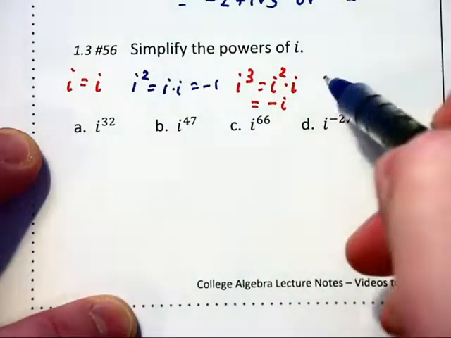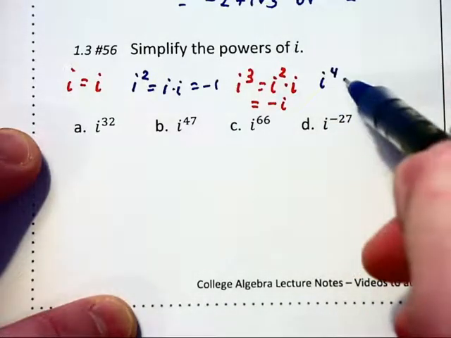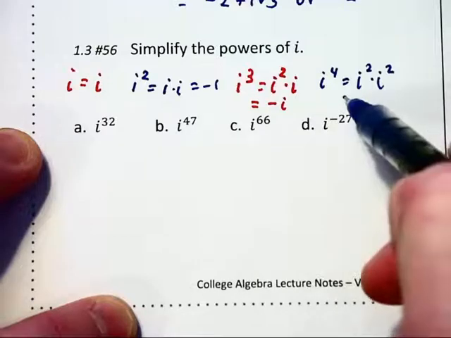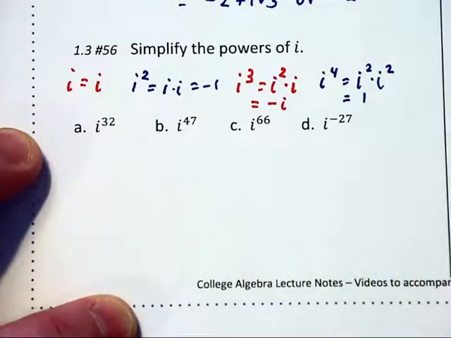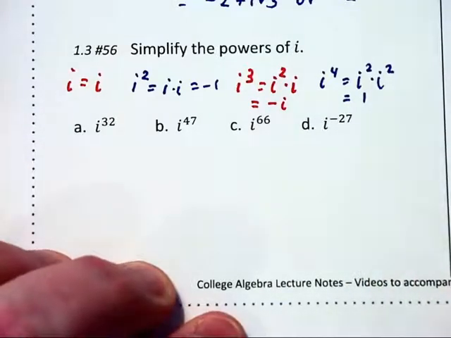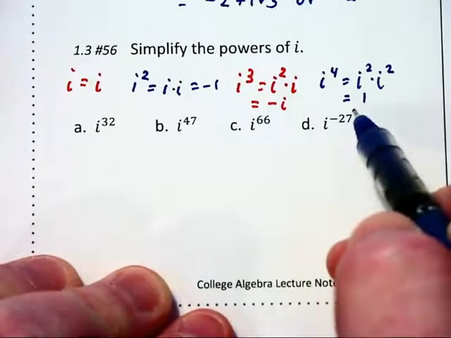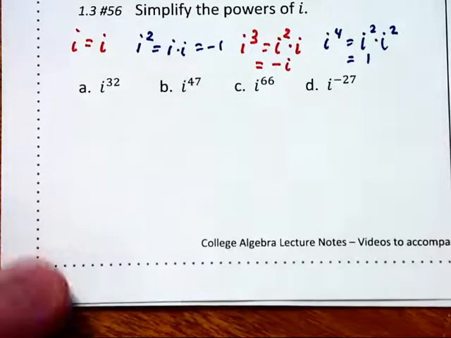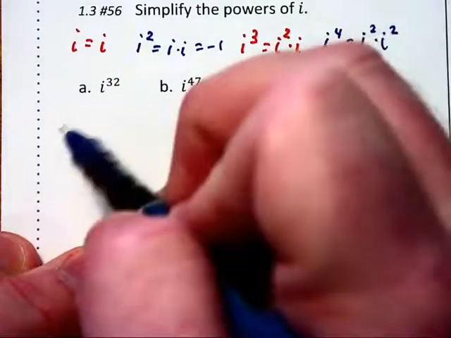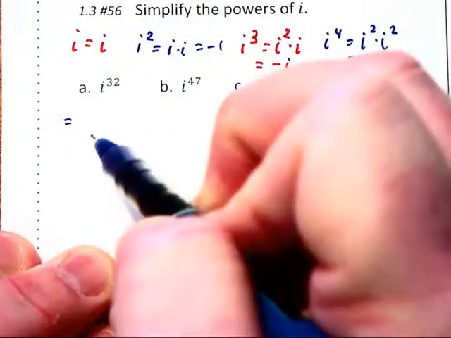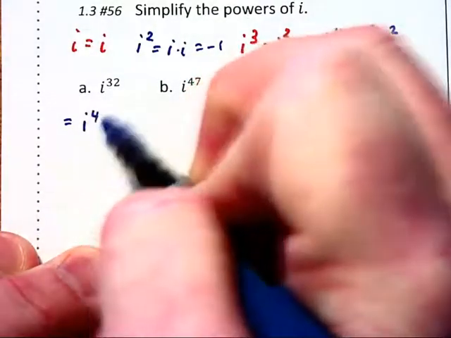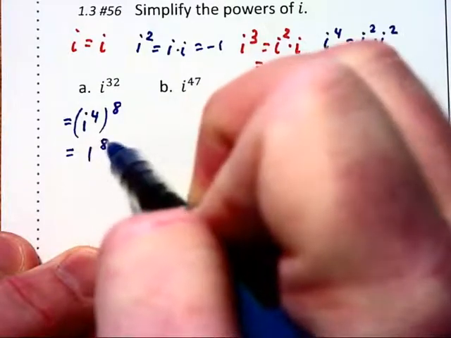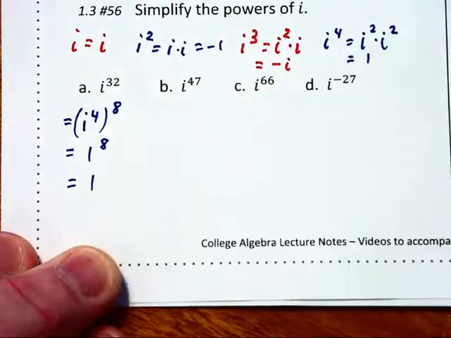And anytime we have i to the fourth, which equals i squared times i squared, which is -1 times -1, that equals +1. i to the fourth is equal to 1 is a key idea here, because when we start simplifying these higher powers, such as i to the 32nd, this can be rewritten as i to the fourth all to the 8th power. That becomes 1 to the 8th, which becomes 1.